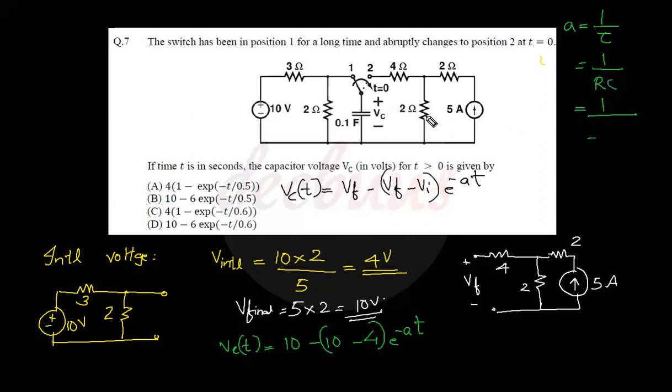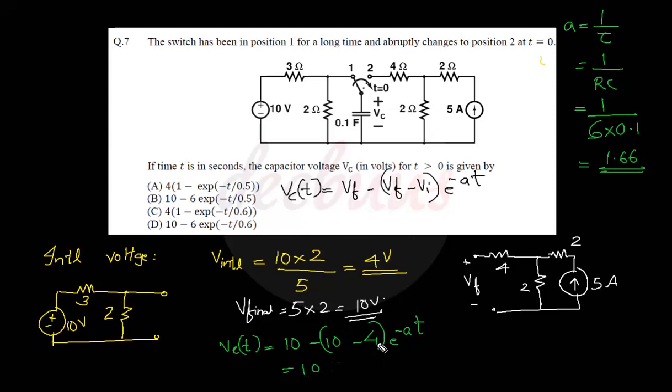Now R equals 6 ohm, because for calculating the value of resistance, we have to deactivate the source. That means we have to kill the current source. Then the circuit consists of only this 4 ohm and this 2 ohm. So 4 ohm and 2 ohm are in series. So the total resistance is 4 plus 2, which is 6. 6 into capacitance. Capacitance is 0.1. That is 1 by 0.6. 1 by 0.6 equals 1.66.